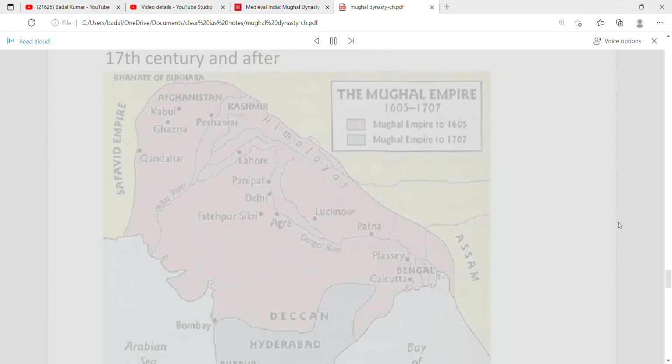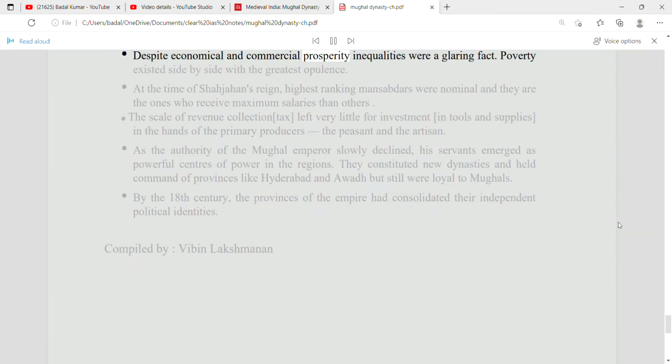17th century and after. Despite economic and commercial prosperity, inequalities were a glaring fact. Poverty existed side by side with the greatest opulence. At the time of Shah Jahan's reign, the highest-ranking Mansabdars were few in number, and they were the ones who received maximum salaries compared to others. The scale of revenue collection, tax, left very little for investment in tools and supplies in the hands of the primary producers, the peasant and the artisan.